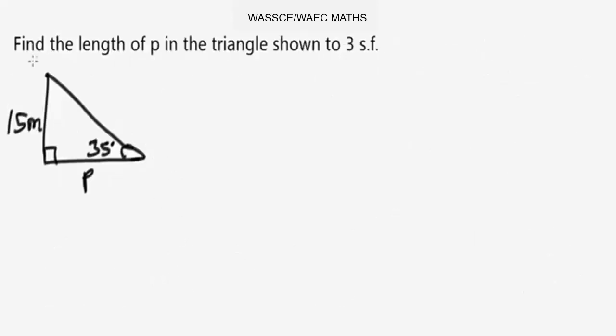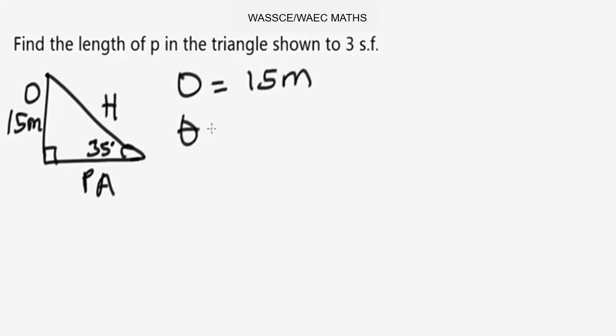Okay guys, now let's look at this question. It says find the length b in the triangle shown to three significant figures. The first thing you have to do is to label the sides. This is our hypotenuse, this is our opposite, and this is our adjacent. From the values, we have our opposite to be 15 meters, and our theta, or x, to be 35 degrees, the angle.